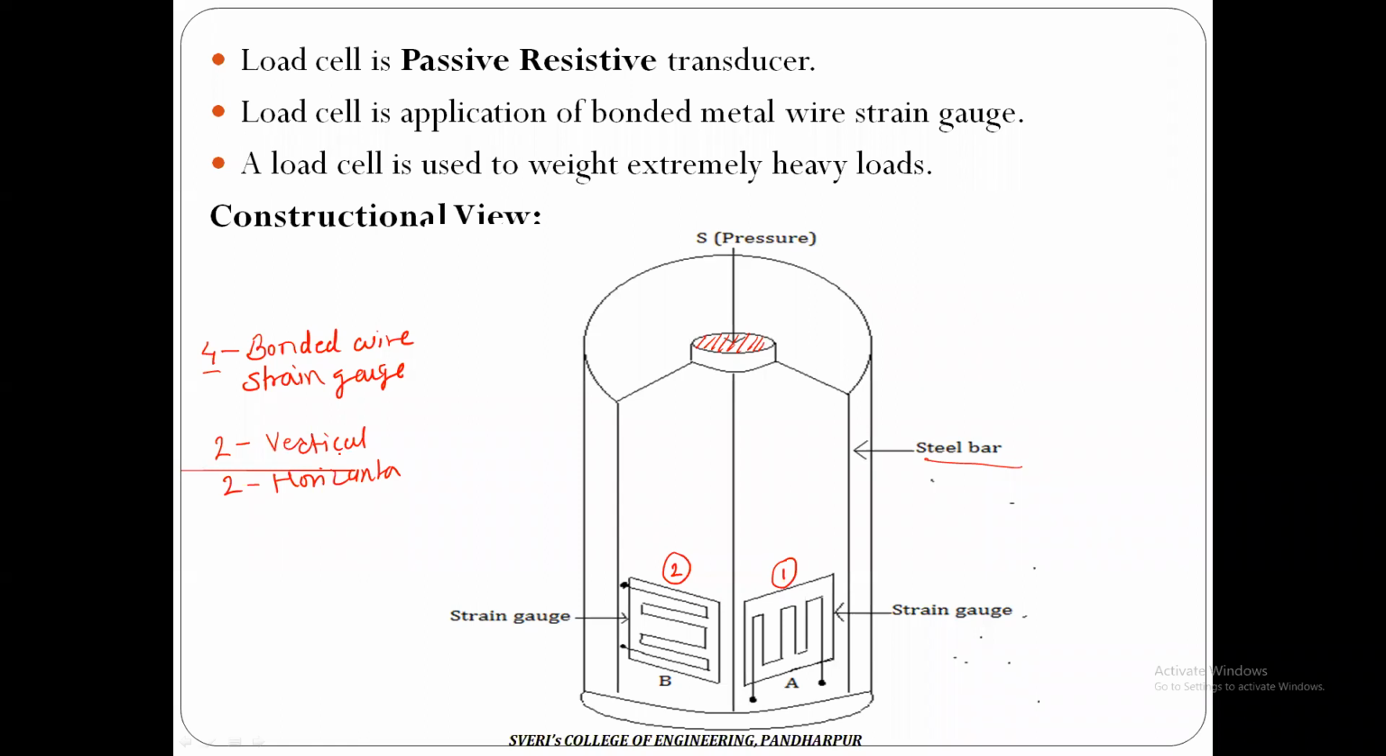So in this way, a total of 4 bonded wire strain gauges are used, and these are always connected in a Wheatstone meter bridge. But in this case, each side of the Wheatstone meter bridge is a bonded wire strain gauge. That's why we say this is a special type of construction which is used for the measurement of extremely heavy load.